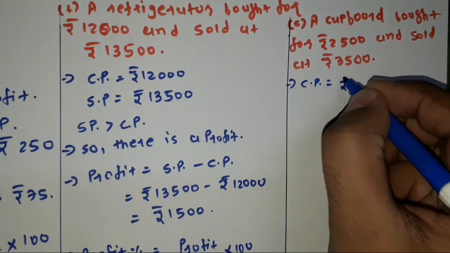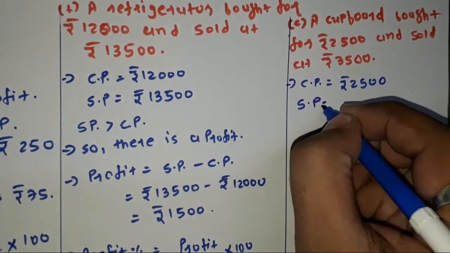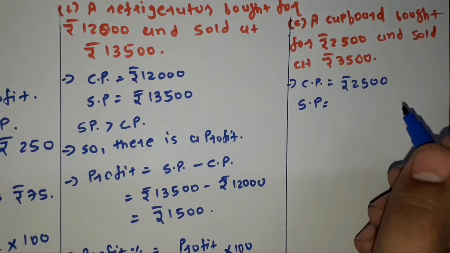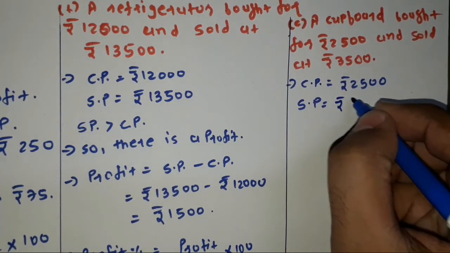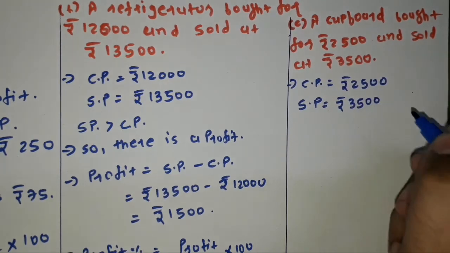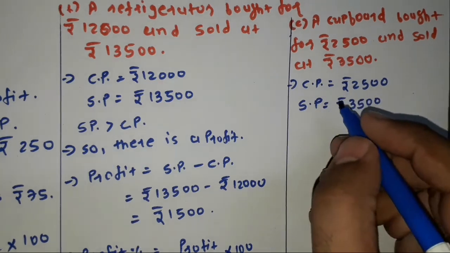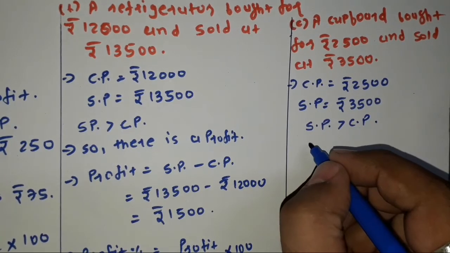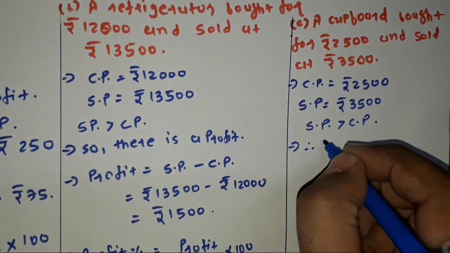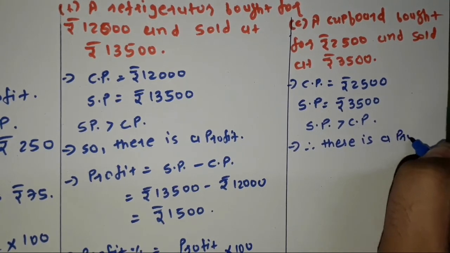So that is our cost price, because it costs 2,500 to buy this particular cupboard, and sold at rupees 3,500. Now here first we will check whether this is the case of profit or loss. So here we can clearly see that selling price is greater than cost price. So here we can write that there is a profit. So this is the case of profit.